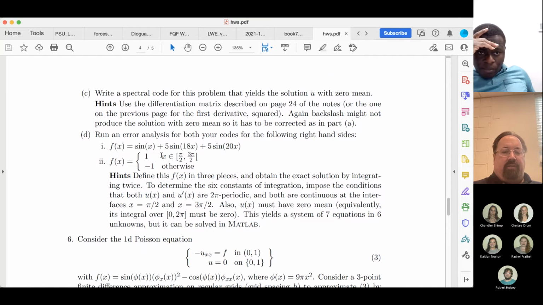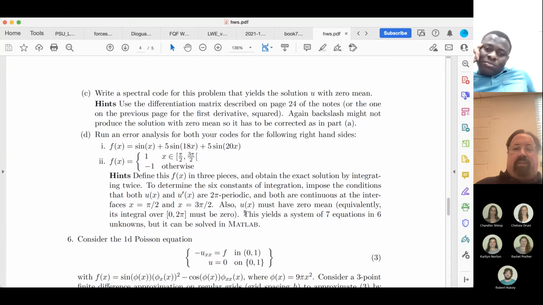Okay, so when you integrate this twice, because there are 3 pieces, you're going to have 6 total constants of integration. So then you'd have a system of 6 equations and 6 unknowns. But then you have one more equation.